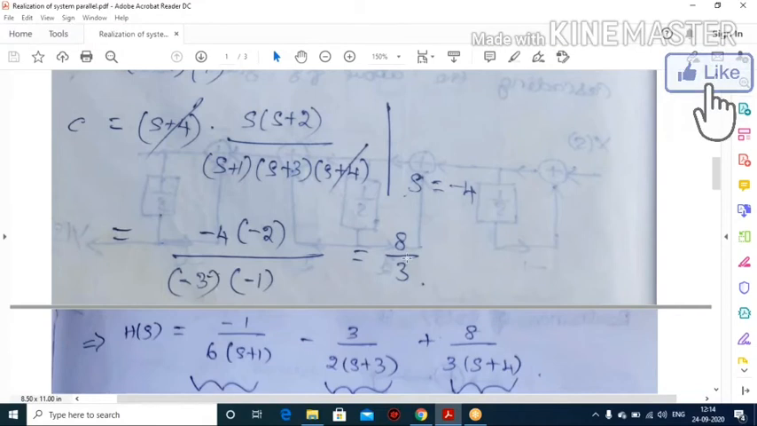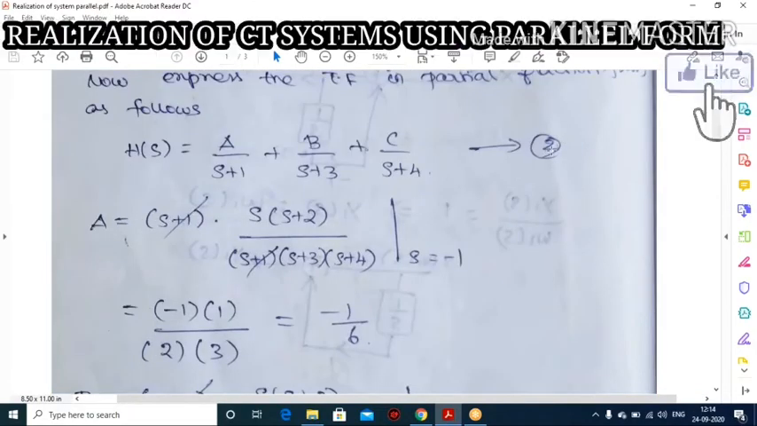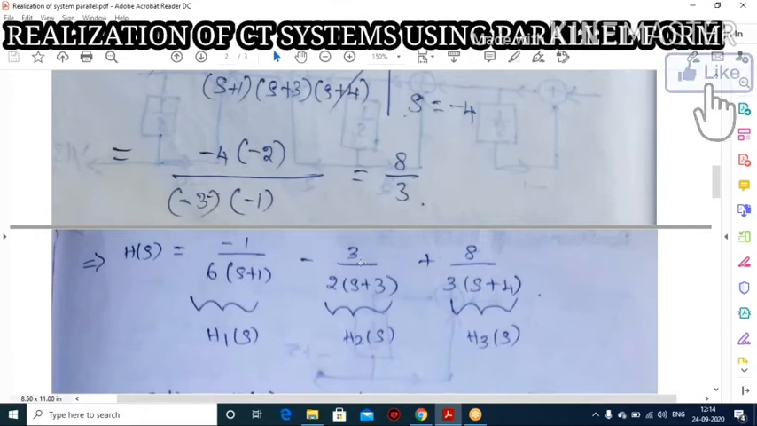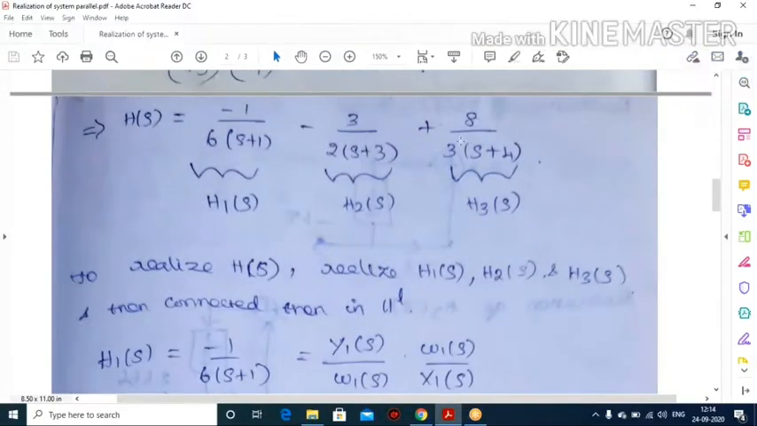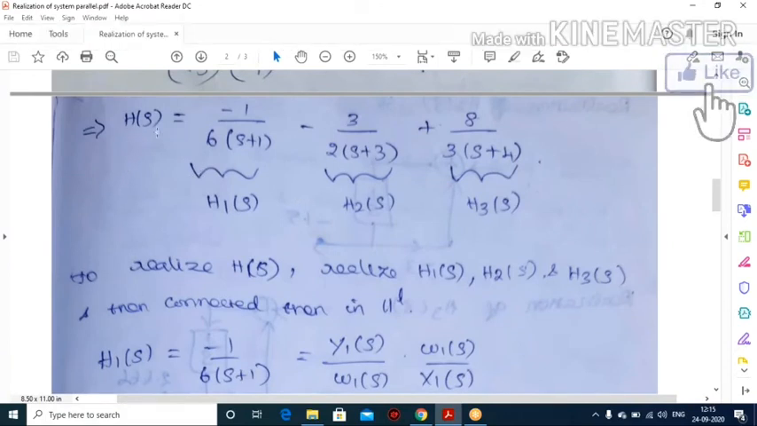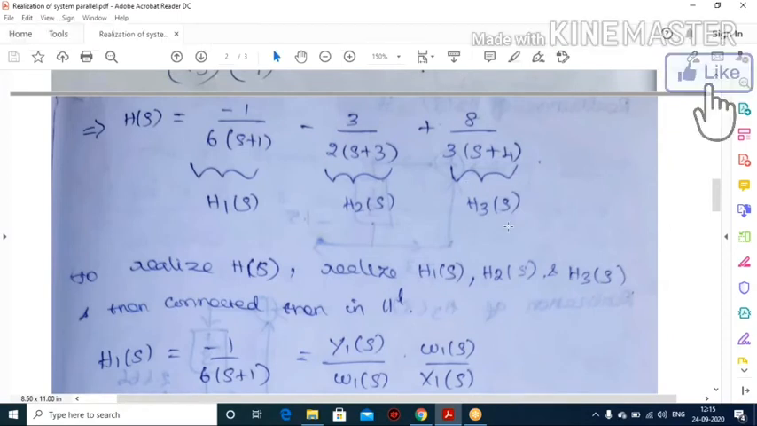Now you substitute these A, B, C values in the above equation number 2. Because the A value is minus 1 by 6, I substitute minus 1 by 6 into S plus 1. Next the B value is minus 3 by 2, so I substitute minus 3 by 2 into S plus 3. The C value is 8 by 3, so plus 8 by 3 into S plus 4. Now I split it up into 3 sub transfer functions. H of S can be split up into 3 sub transfer functions. This portion I take as H1 of S, this one as H2 of S, and this one as H3 of S.